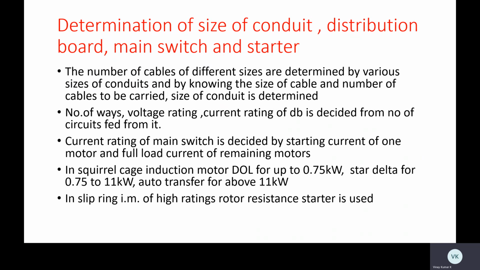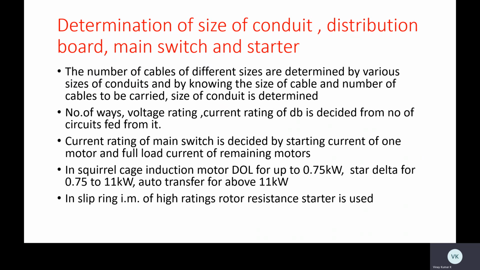So by calculating the number of circuits, number of sub-circuits, we are calculating the distribution board size. And the current rating of the main switch is decided by the starting current of one motor and the full load currents of the remaining motors, if the starting currents of all the motors are the same. So here first we have to calculate the starting current of one motor. So based upon the starting current of the motor, the other motors' full load currents, and by calculating the current ratings, we are determining the size of the cable.